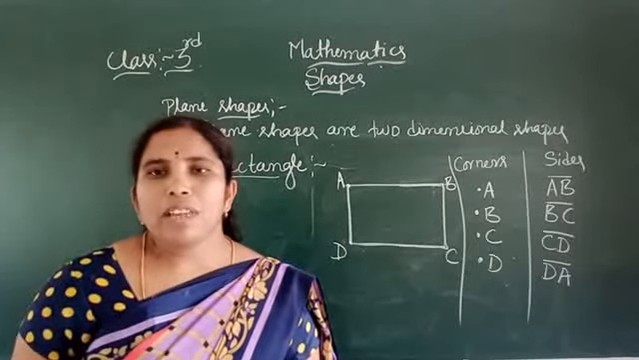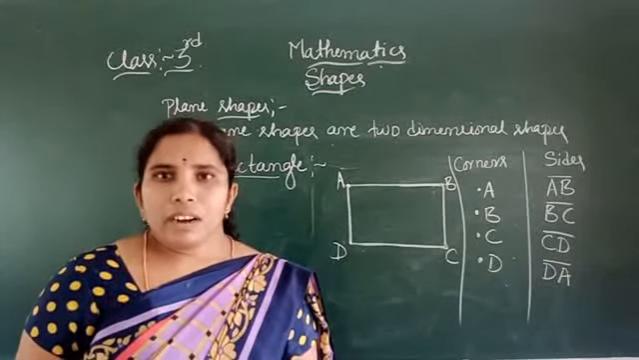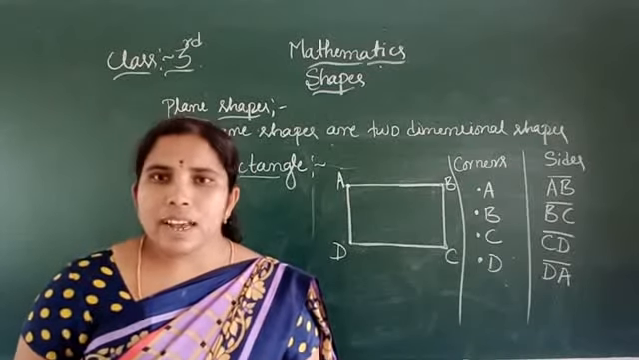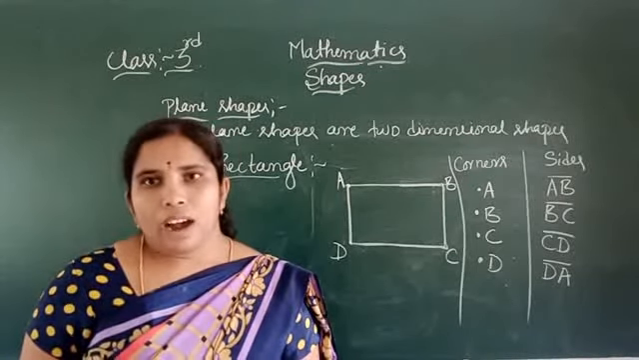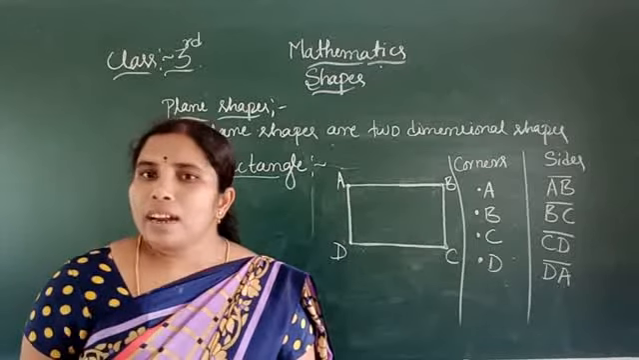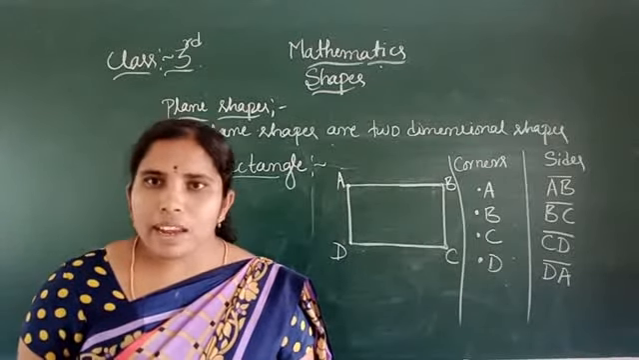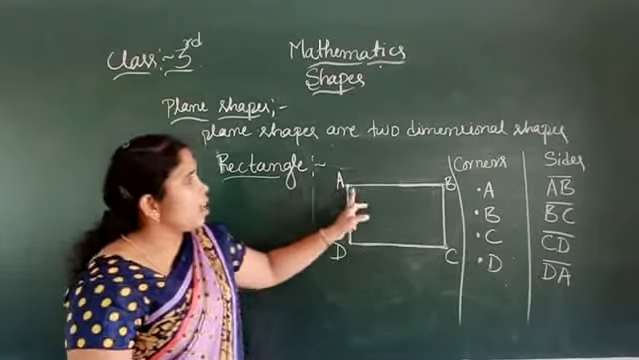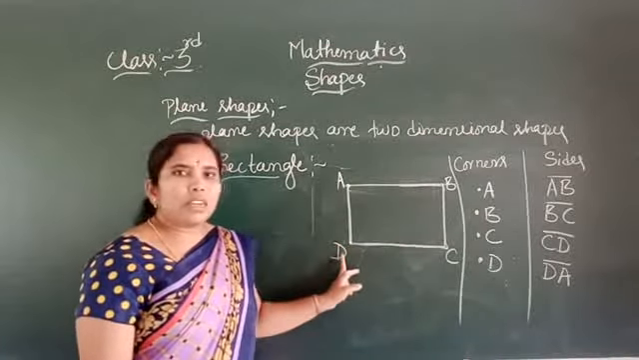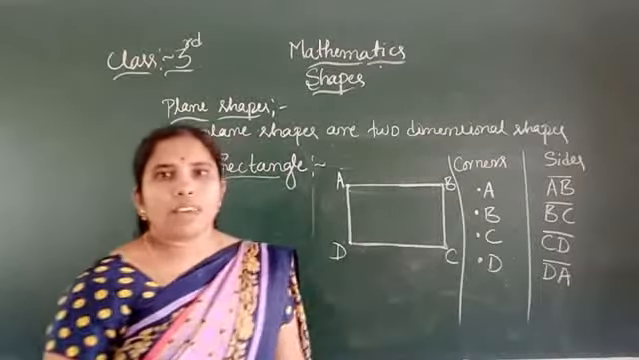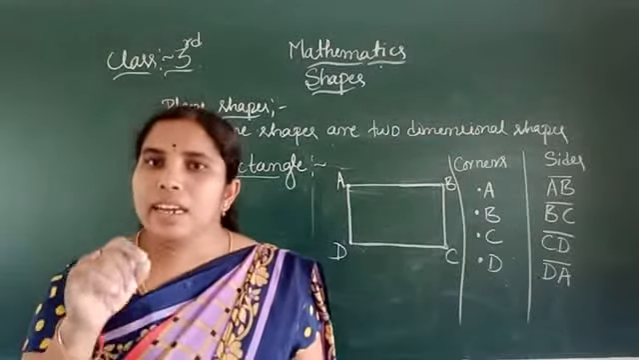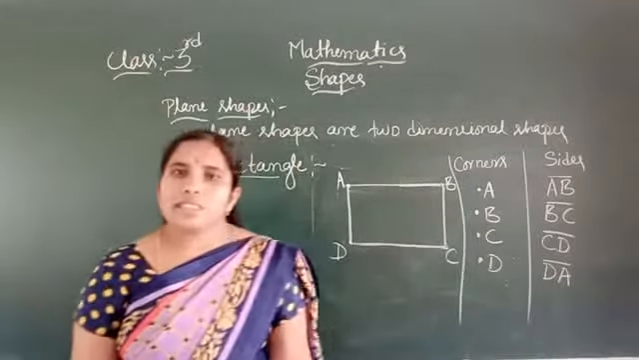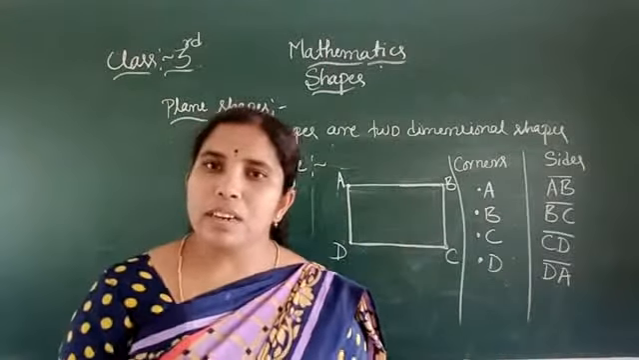One more important concept in the rectangle: the opposite sides are always equal in a rectangle. So which are the opposite sides? AB is opposite to DC, and AD is opposite to BC.